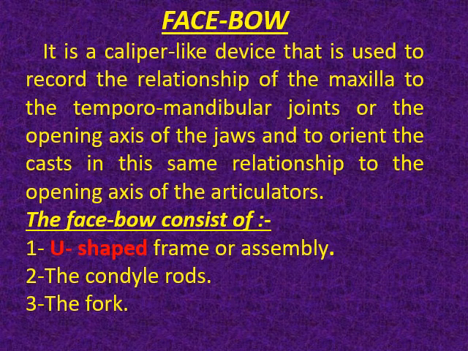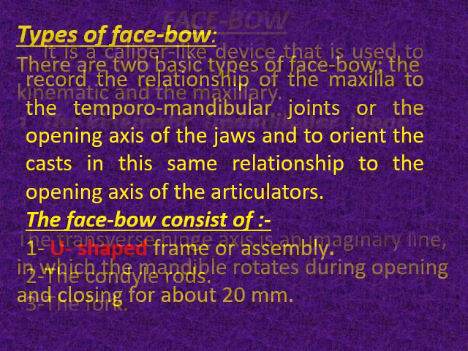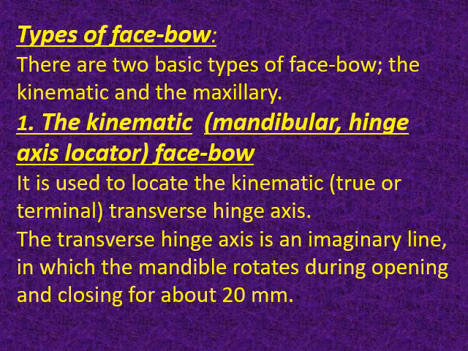Now we start with another part of the lecture, with the title of face bow. What do you mean by face bow? It's a caliper-like device that is used to record the relation between the maxilla or maxillary arch and the temporomandibular joint or opening axis of the jaw, and to orient the cast in the same relationship to the opening axis of the articulator. It consists of a three-part U-shaped frame assembly, condylar rods, and fork. Later on we will explain these parts.